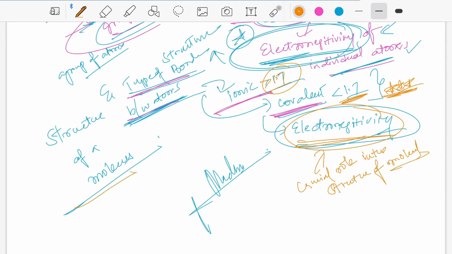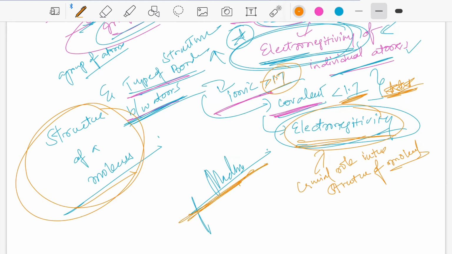Finally, this was a small session about the structure of molecules and types of bonding between atoms.